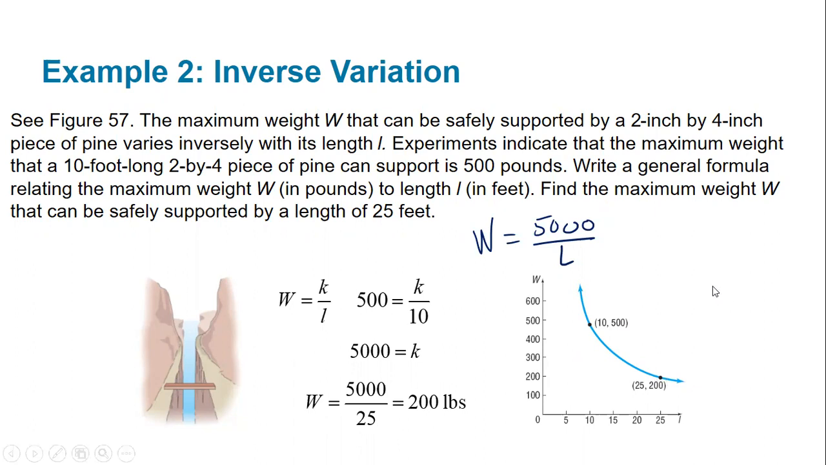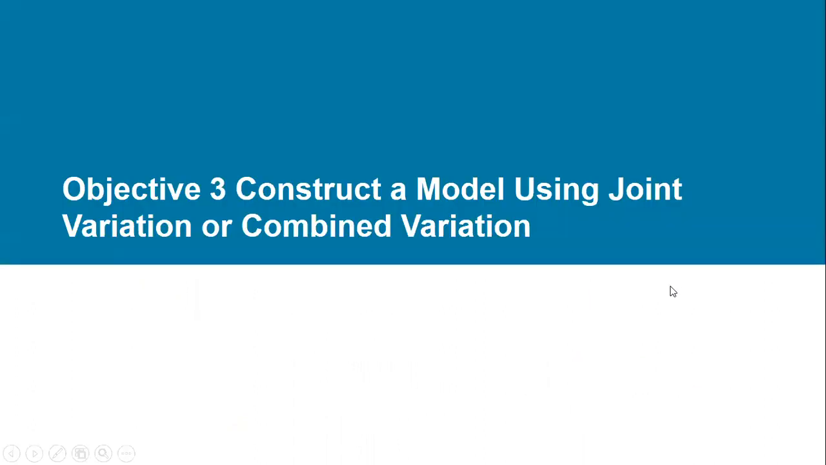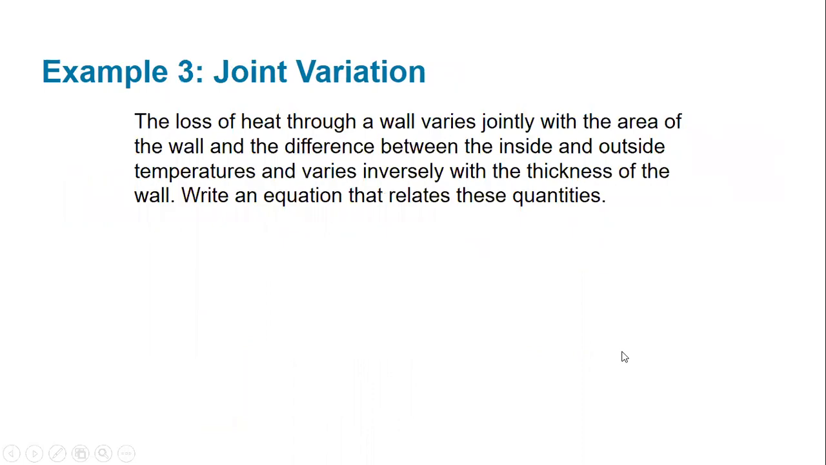All right. Now we're going to keep going. We're going to talk about what's called joint and combined variation. With joint variation, you have more than one thing being multiplied, so more than one thing is being affected directly. Does that make sense? Okay. I'm going to read this and pause and give you a moment to write what you think it looks like. Got it?